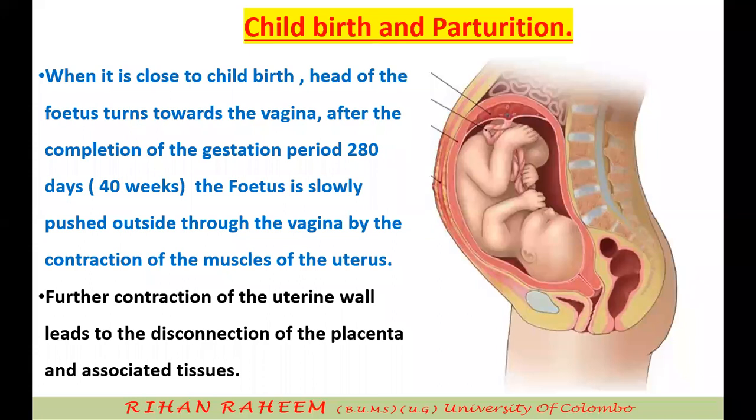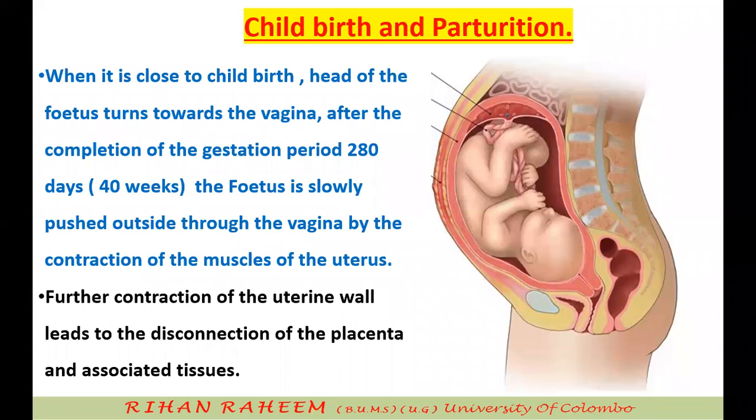The next one is childbirth or parturition. The child is going to come out of the mother's womb. This is a very, very painful situation for the mother. When it is close to childbirth, the head of the fetus turns towards the vagina. Slowly the baby will do a somersault. He will turn. Already he is turning and fighting, and inside the stomach he is playing boxing, football, all those things. And finally, when he is going to come out, his head will turn towards the vagina.